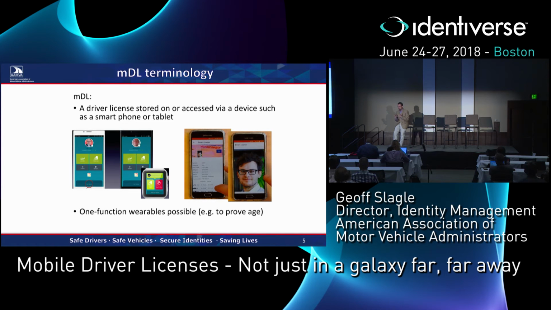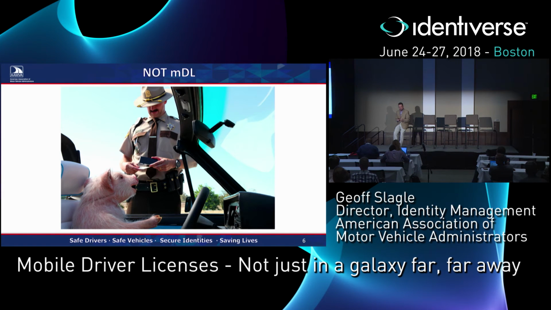It's most likely, though, to be a phone. And all of the pilots and proof of concept work that's been done and an implementation that's being worked on right now in the Midwest, it's a phone. But what it's not is this. And this little guy here is the bane of my existence. I hate him. Anybody know his name? Anyone? You know who this is? This is the Geico pig.